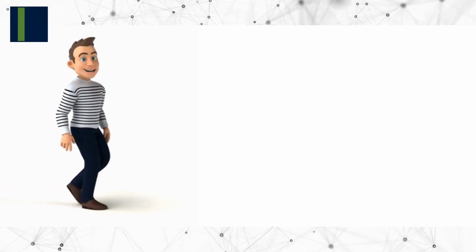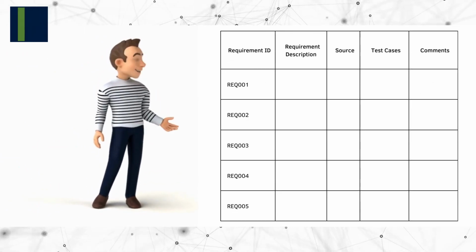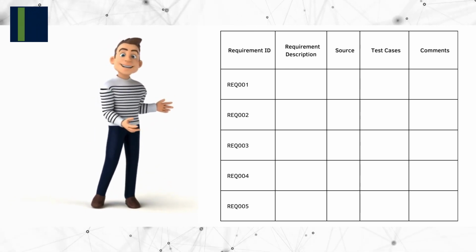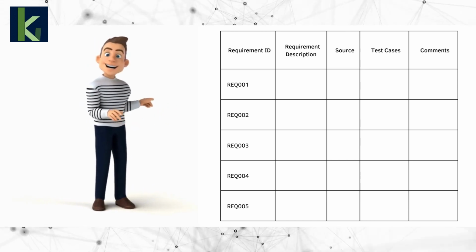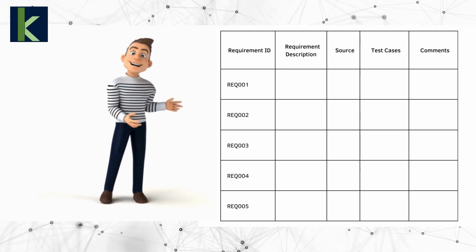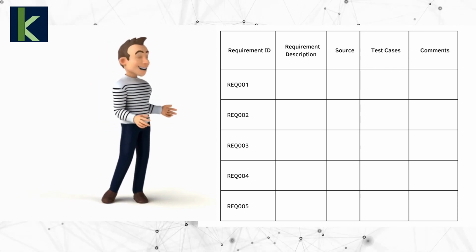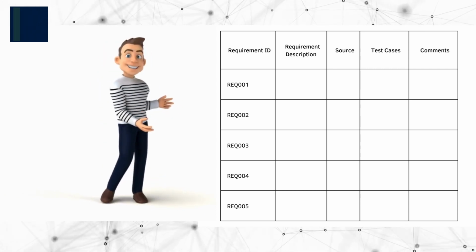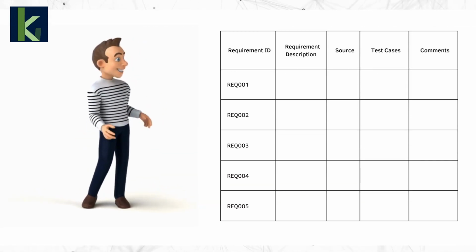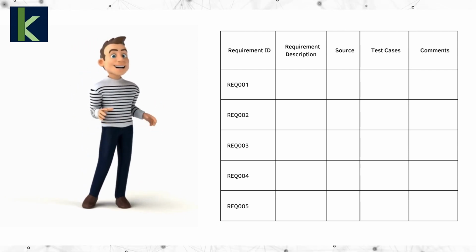Here's a template for a Requirement Traceability Matrix, RTM. In this template, you can populate the cells with the following information. Requirement ID, a unique identifier assigned to each requirement. Requirement description, a clear and concise description of the requirement. Source, the source or origin of the requirement, such as user stories, use cases, or business objectives. Test cases, the test cases associated with each requirement, ensuring that the requirement is thoroughly tested. Comments, any additional comments or notes related to the requirement.